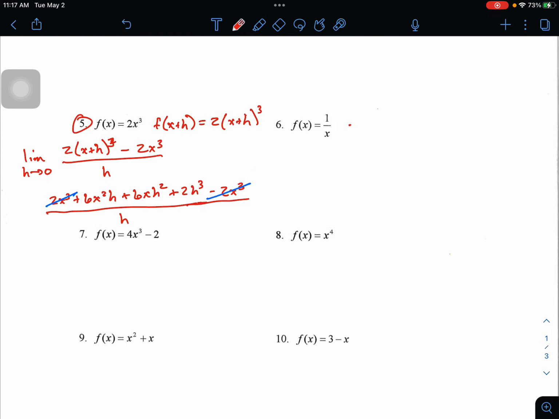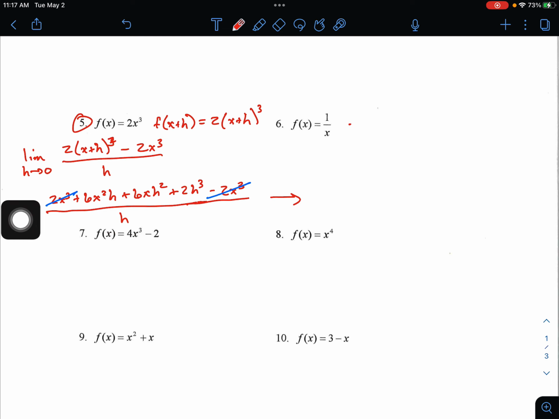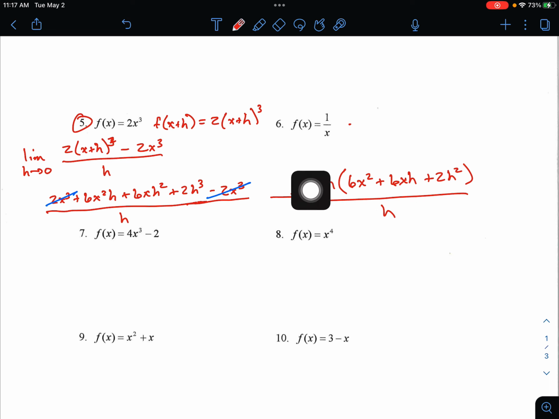And now, if you notice, you've got 6x squared h, 6xh squared, 2h cubed. Every one of those three terms has an h in it, so I can pull out your greatest common factor. If I take an h out of that, we get 6x squared plus 6xh plus 2h squared, still all over h. And now the h on the top that I pulled out can cancel with the h on the bottom.